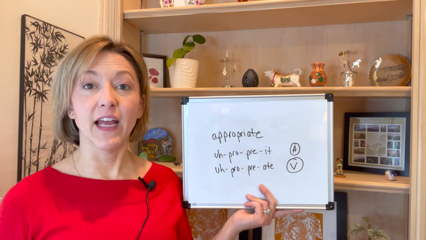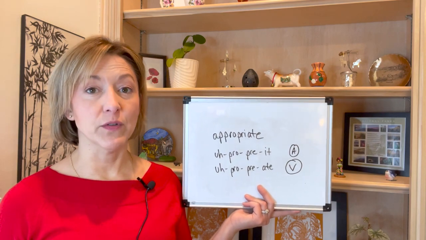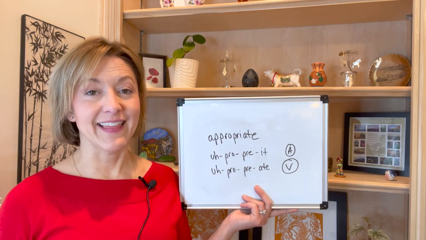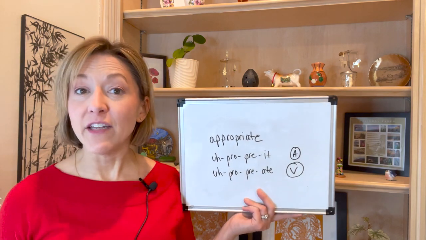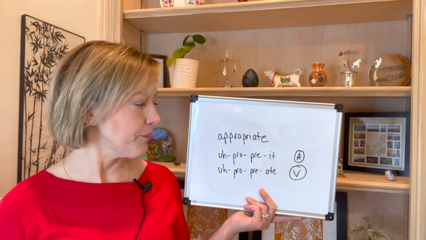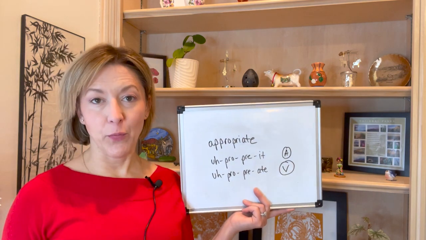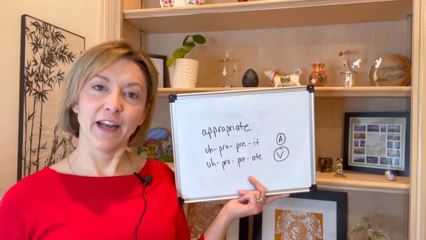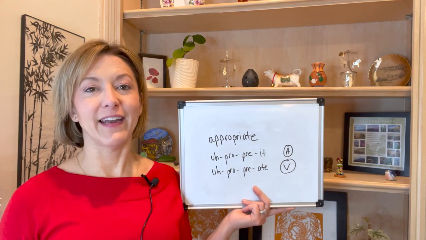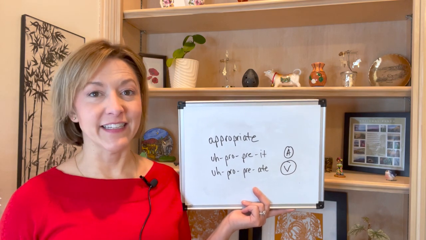You might be hearing a little bit of stress on the pro syllable in the verb when we do stress the eight. Eight gets the main stress and the pro gets the secondary stress. So you might hear a little bit of that there. So let's give those a try again. Appropriate, appropriate, appropriate, appropriate. And now for a sentence.